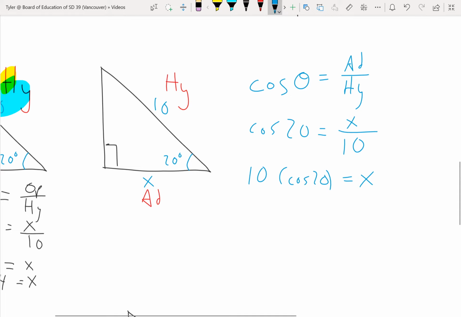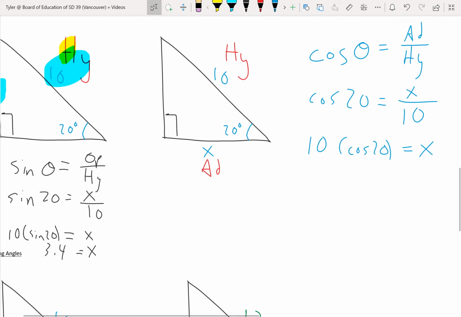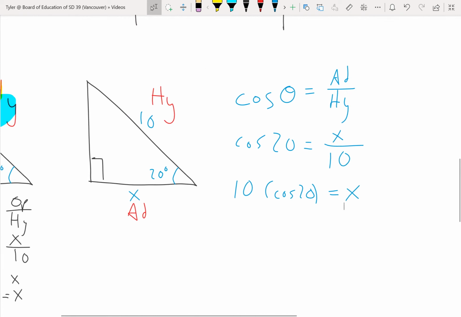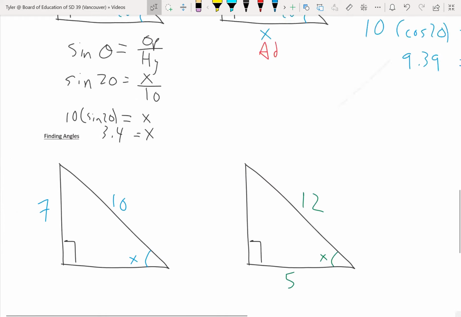When I put that in the calculator, please note that even though this looks very similar to the last question, because it's cosine instead of sine, it's actually going to end up giving us a different number. So I do 10 times the cosine of 20, and that gave me x is equal to 9.39. And again, this is the side length in centimeters, inches, whatever. So solving isn't that difficult. You just need to label your triangle properly and then sub it into the equation.